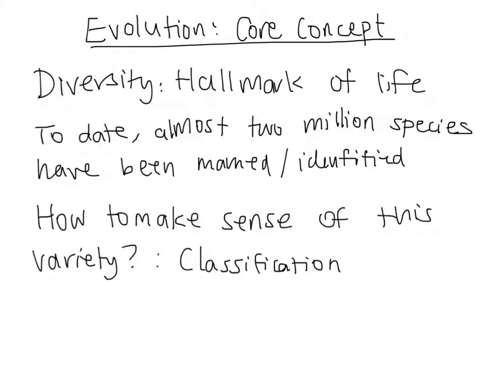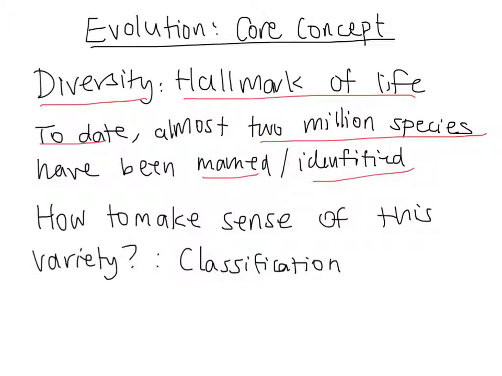Just to provide some background, diversity is the hallmark of life, and today there are almost 2 million different species that have been named and identified by researchers, and some estimate that the total number of species actually ranges from around 10 million to 100 million species in the world. But how are researchers to make sense of this variety?